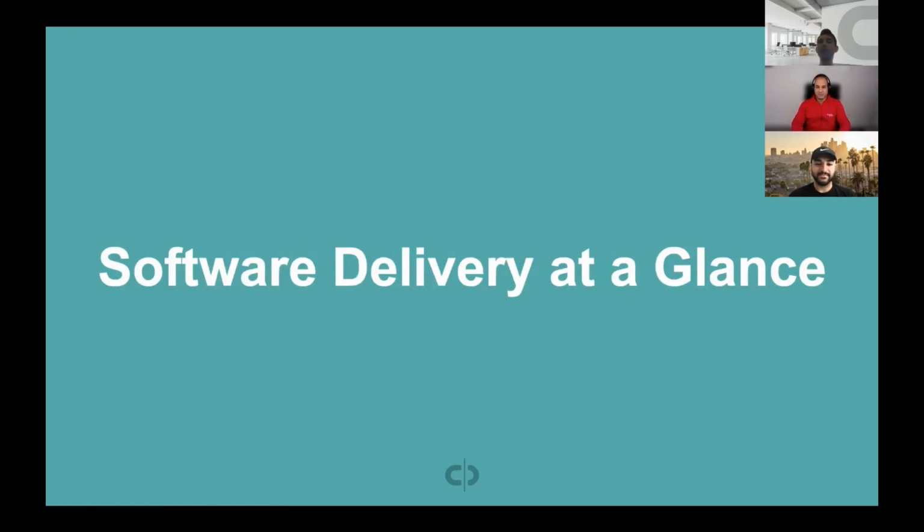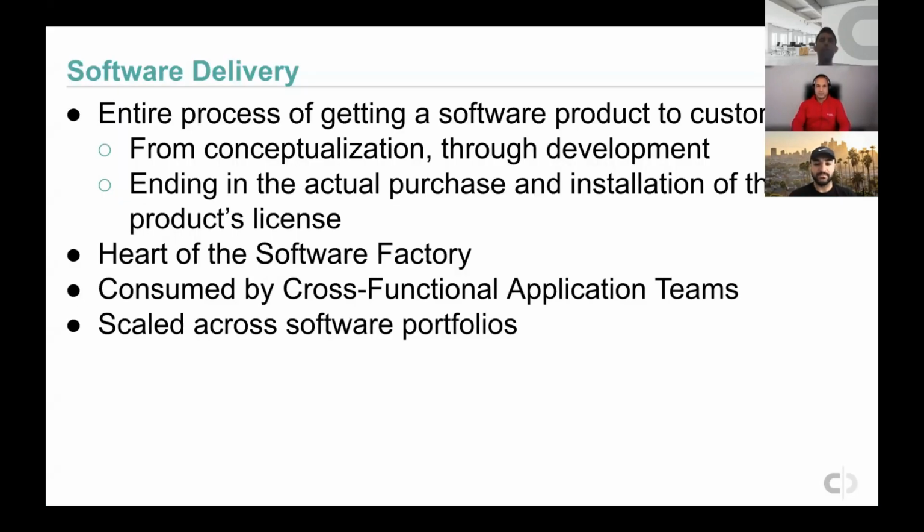So software delivery at a glance. So to level set, what is software delivery? Well, if you're all familiar with software life cycles, essentially the software delivery is the entire process of getting your software product to your end consumer or your customer. It starts from conceptualization, goes through development, right, in terms of enhancement processes with business, and ends up with an actual installation of the product license and availability to the user.